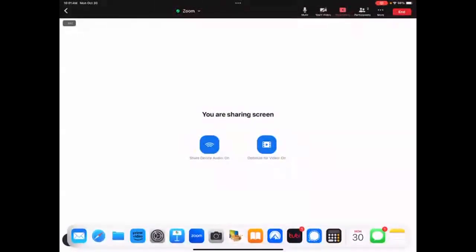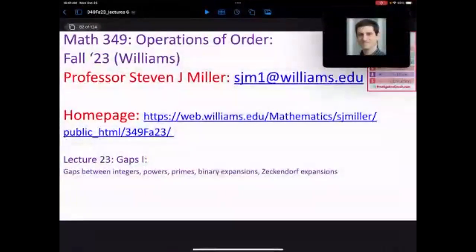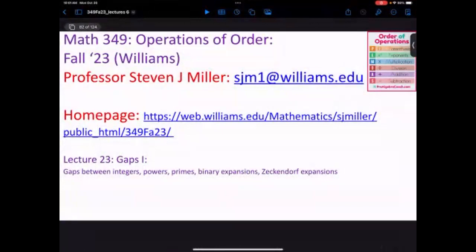All right, so welcome to Math 349, Operations of Order. I have this as lecture 23, and what I want to start doing today is talking about gaps. There's a lot of different things you can study gaps between. You can study gaps between integers, powers of integers, primes, binary expansions, and so on. The goal, of course, is eventually to get up to Zeckendorf expansions and studying the gaps between summands there. So we will start with some easy problems and use that to build up.